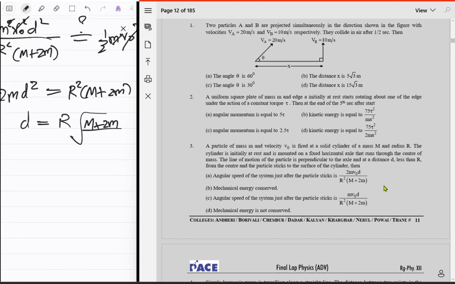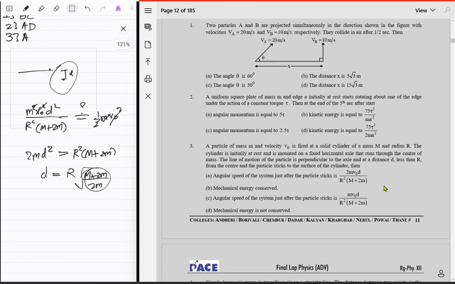So if it should be conserved, then this is the thing, m plus 2m upon 2m, but guess what, this thing is bigger than 1 and we know that d is less than r, so that doesn't make sense. So yes, it's not conserved. So d is the answer. Next question. So a and d, right?